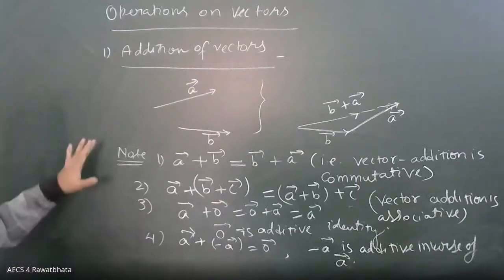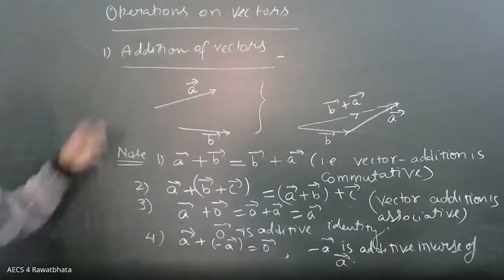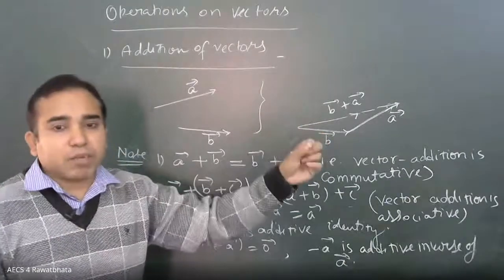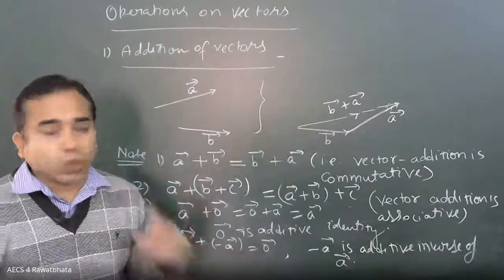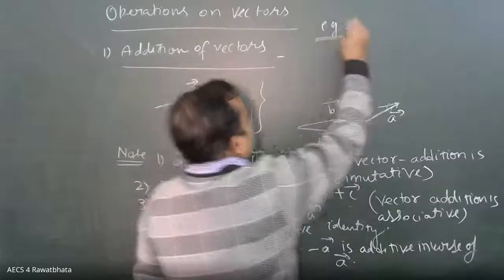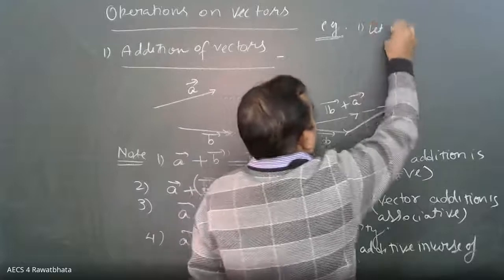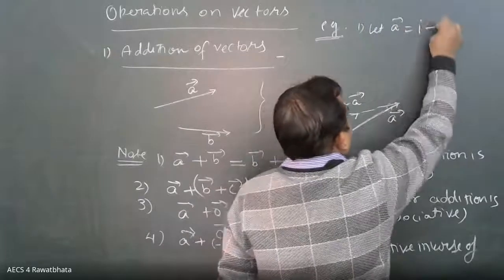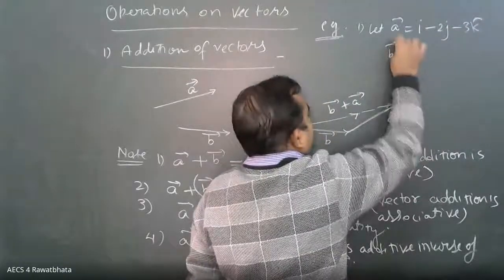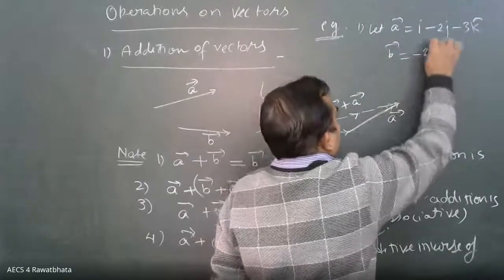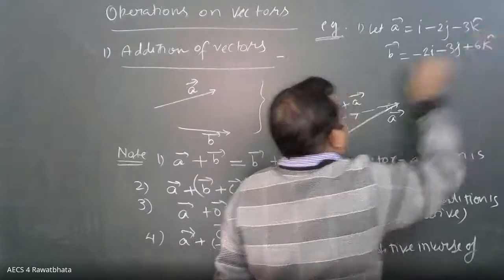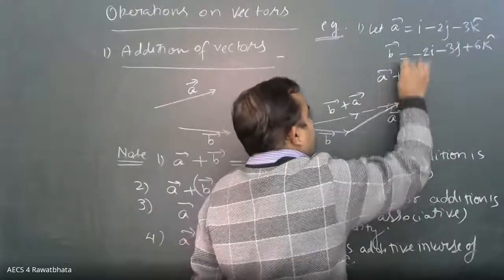ठीक है, तो ये जो हो गई वेक्टर एडिशन की प्रॉपर्टी. 2 वेक्टर्स को ऐड कैसे करते हैं? ट्रायंगल मेथड से ऐड करते हैं. ठीक है, एक और एग्जांपल से बात कर लेते हैं. कंपोनेंट्स अगर दिए हो तो कैसे ऐड करेंगे. ठीक है, उसके बाद इस ऑपरेशन को क्लोज करेंगे. Let a vector is I minus 2j minus 3k cap, and let b vector is minus 2I minus 3j plus 6k. Then a plus b vector will be how much?